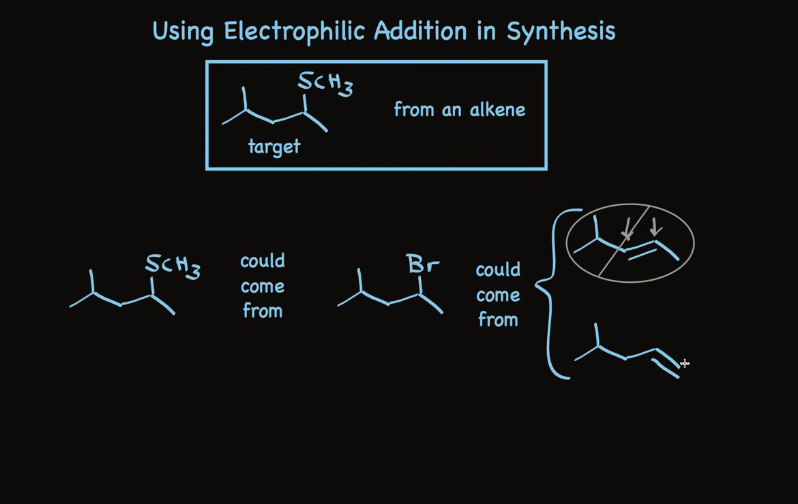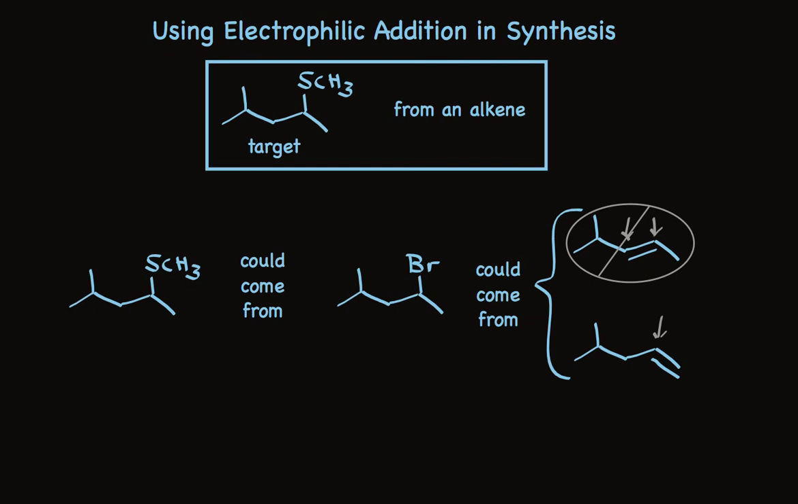On the other hand, when we use this other alkene, we know that we can add HBr with Markovnikov addition to put the hydrogen on the carbon that has the most hydrogens, and the bromine, where we need it, on the carbon that has an alkyl group attached. So our synthesis plan will start with this alkene and make an alkyl bromide. The alkyl bromide will give us the thioether we need by nucleophilic substitution.